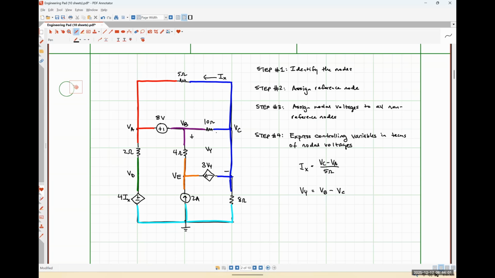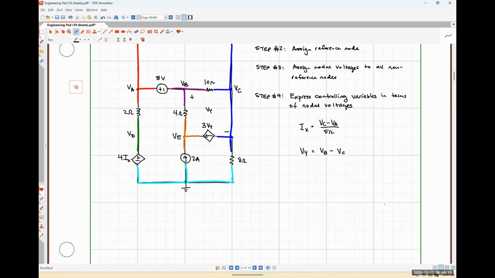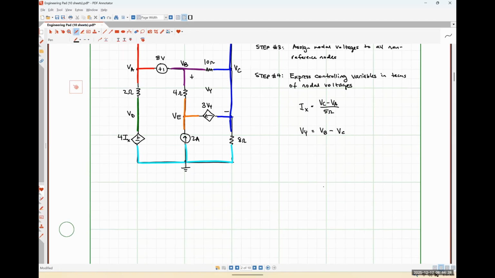Okay. So now, step 5 earlier was to write a KCL expression at each non-reference node, okay? So we're going to try to do that. I'm going to do it over here on the left, and we're going to run into a little bit of a problem if we try to write a KCL equation at node A, okay? So let's see what shakes out of this really quickly, okay?